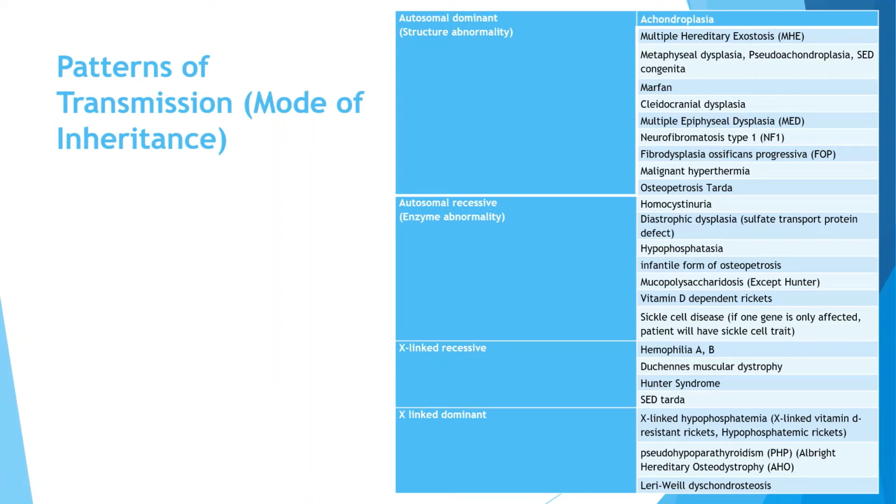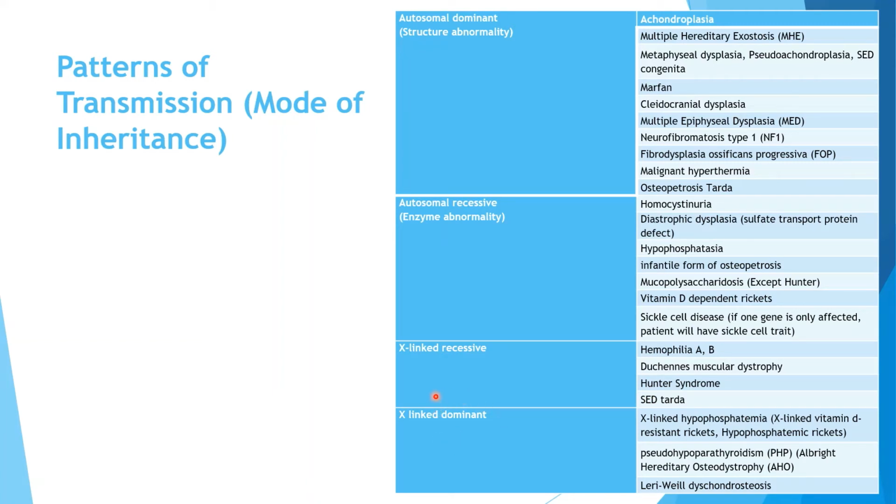Hunter, we said all the mucopolysaccharidosis except Hunter are autosomal recessive. The Hunter is X-linked recessive. And spondyloepiphyseal dysplasia tarda is recessive. We said the congenita is dominant, but the tarda is recessive.